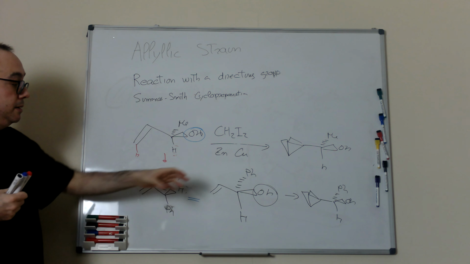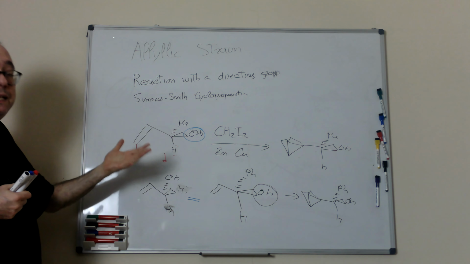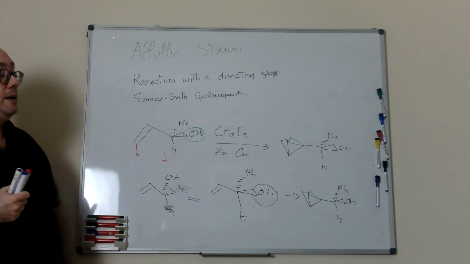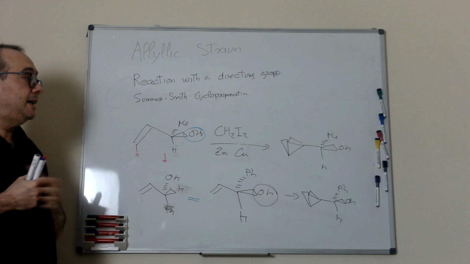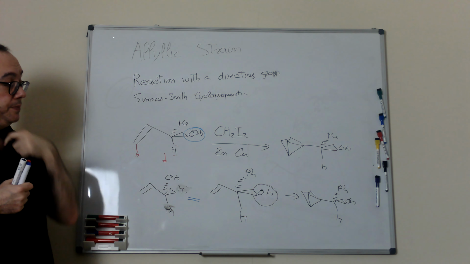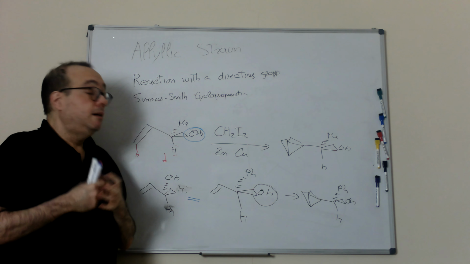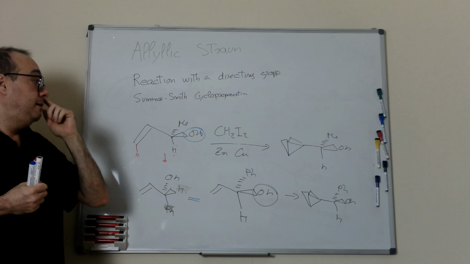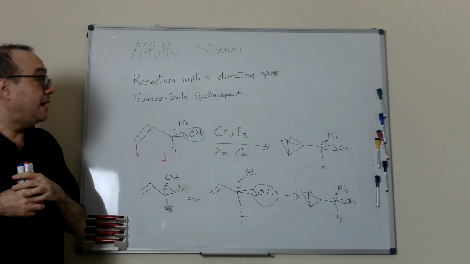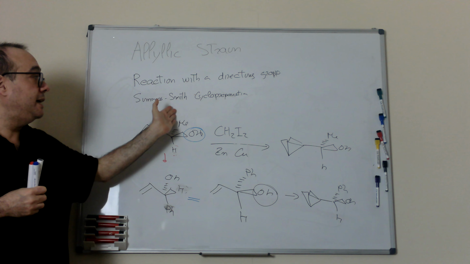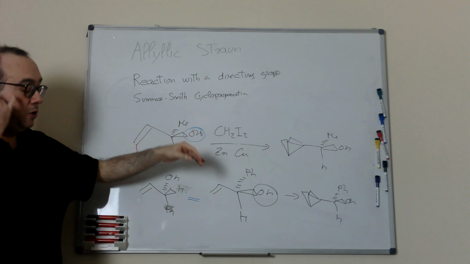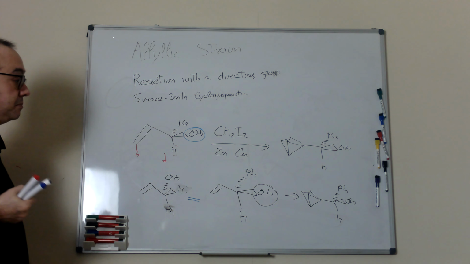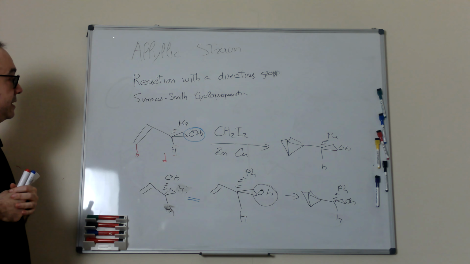I don't care about which face will be less hindered. The only important thing is where I have the alcohol. This is what we call a directing group. That is the group that is directing the attack of the reagent over the double bond. Okay? Maybe you are wondering how we know if it's a directing group or not. Well, basically, I will indicate in the exercise if we have a directing group or not. Okay? If we are working with a directing group or we are working only by steric hindrance. Okay? And that's all. This is the lesson.